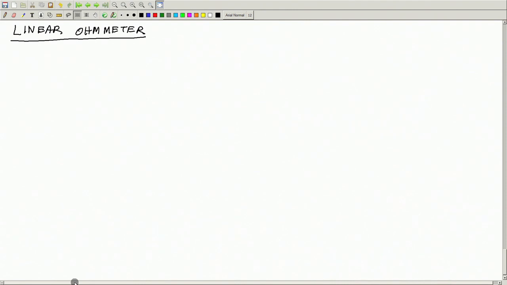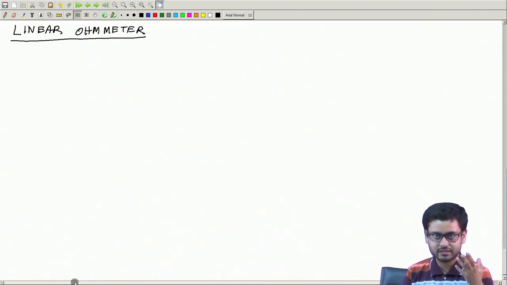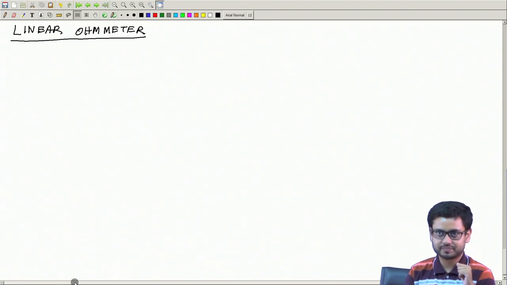Hello and welcome. We are studying transistor level implementations of some instrumentation circuits. Like previously, we have seen transistor level implementation of a voltmeter circuit, practical emitter follower circuit. Let us talk about a few more transistor level circuits which could be interesting.